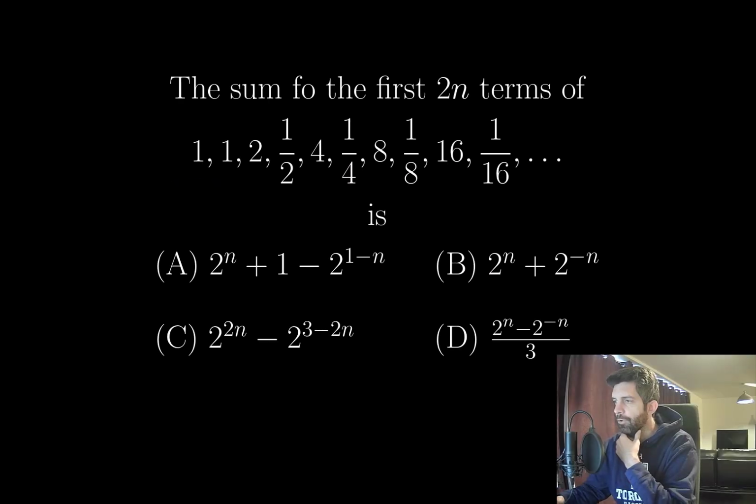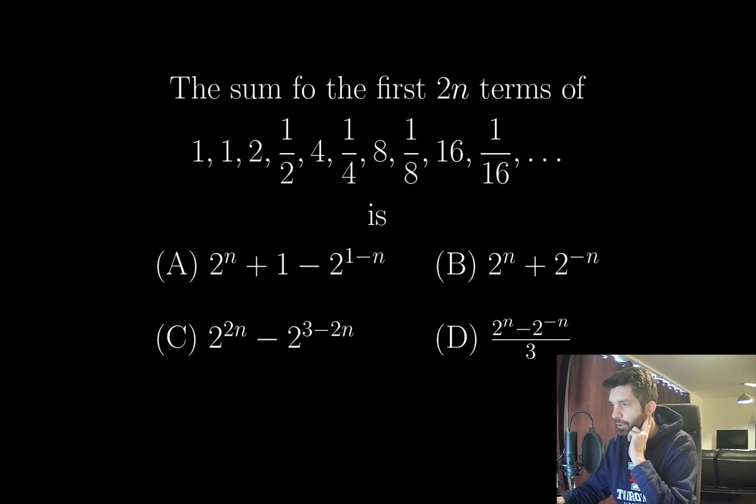The sum of the first 2n terms of 1, 1, 2, a half, 4, a quarter, 8, an eighth, 16, a 16th is. Okay, so the first thing that came to mind as I was reading this out, of course, we have to see the pattern here.